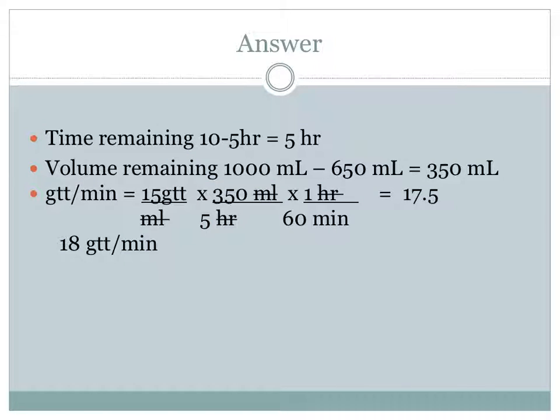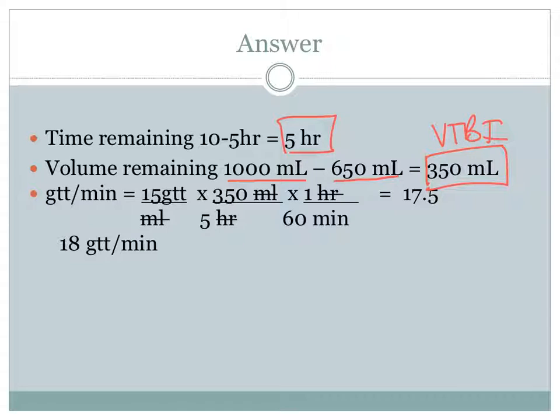First of all, we have to determine how much time is remaining. We know that we are 5 hours in, so 10 hours minus the 5 hours in gives us 5 hours. For the volume remaining, we take the starting volume of 1,000 milliliters minus the infused volume of 650 milliliters, leaving us with 350 milliliters of volume to be infused.